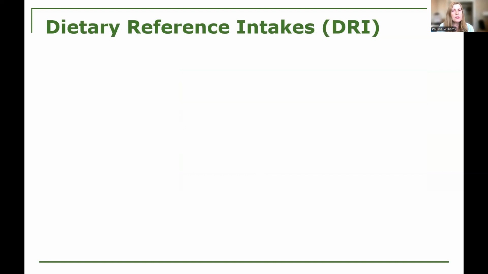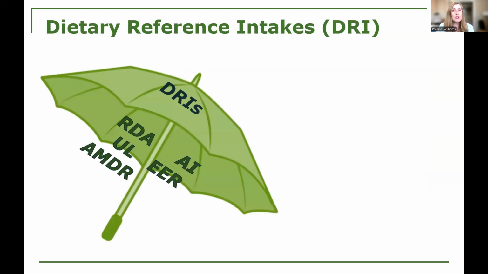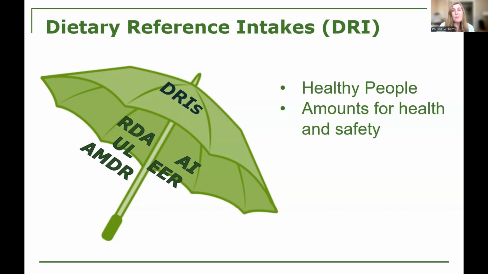So let's start by putting the term DRI, or Dietary Reference Intake, into perspective. The DRI is an umbrella term for different categories of values that describe how much of a nutrient someone should consume. All those acronyms we just went through are part of the DRI. Now, the DRI are recommendations that apply to healthy people only, and the DRIs recommend amounts of essential nutrients that are safe and needed for health.